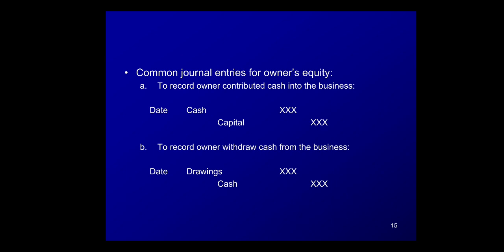So every time the owner of a business contributes cash into the business, you have to record it like point A here. If the owner invested cash into the business, you write the date and then debit account cash because the asset cash has increased, and then credit account capital.